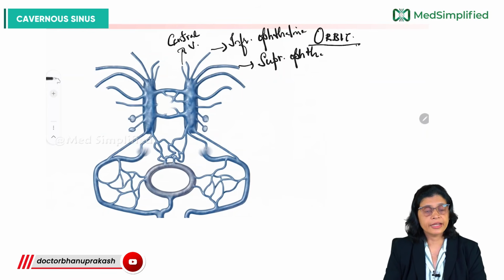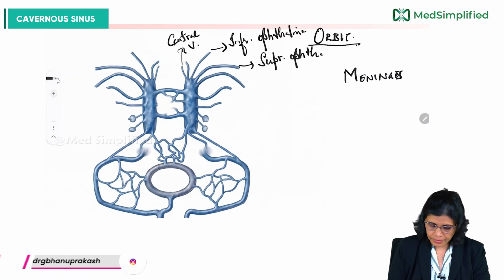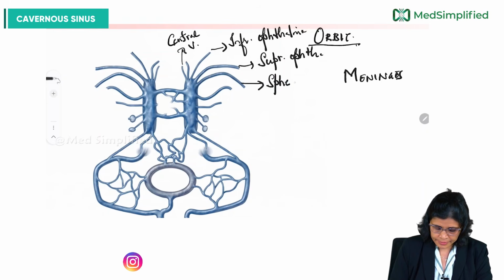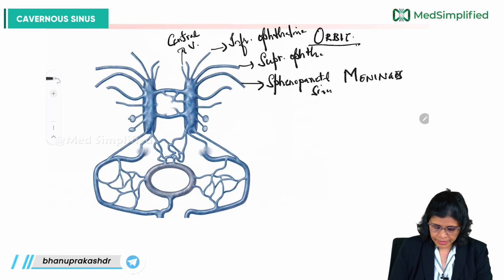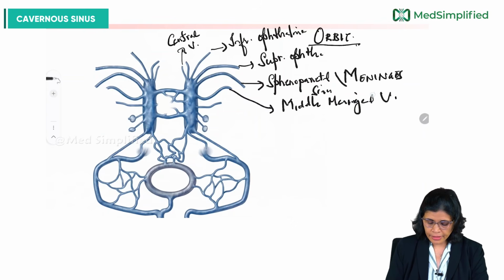So, these 3 drain from the orbit. Then coming from the meninges, we have the sphenoparietal sinus and the middle meningeal vein. So, middle meningeal vein and these 2, they drain the meninges.